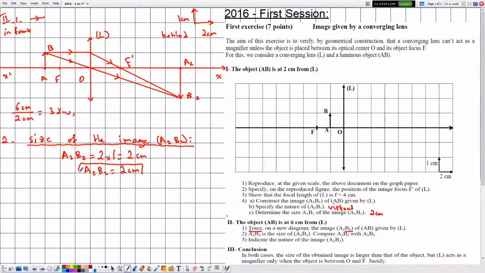And now we are ready to compare A1 B1 with A2 B2. Note that in part 4.c we have calculated A1 B1 and it's given by 2 centimeters, and A2 B2 is given by 2 centimeters as well. And whenever we need to compare numbers, we either say one is larger than the other, or equal, or less, and in this case they are equal to each other. So A1 B1 is equal to A2 B2.